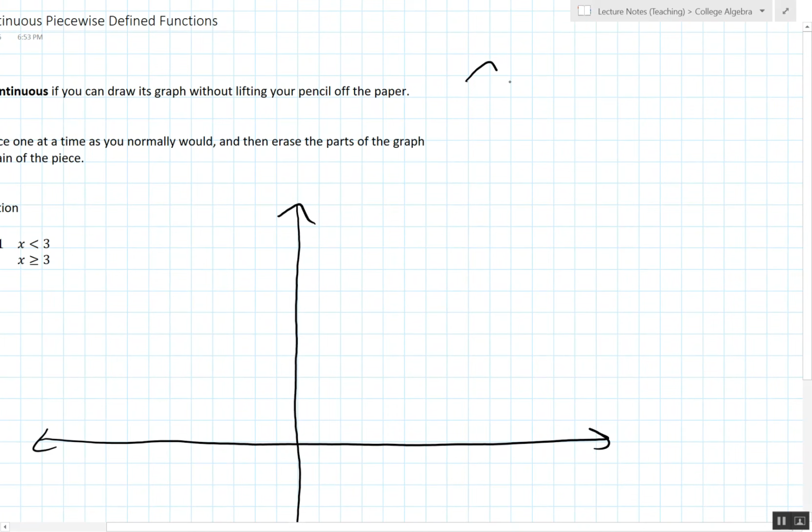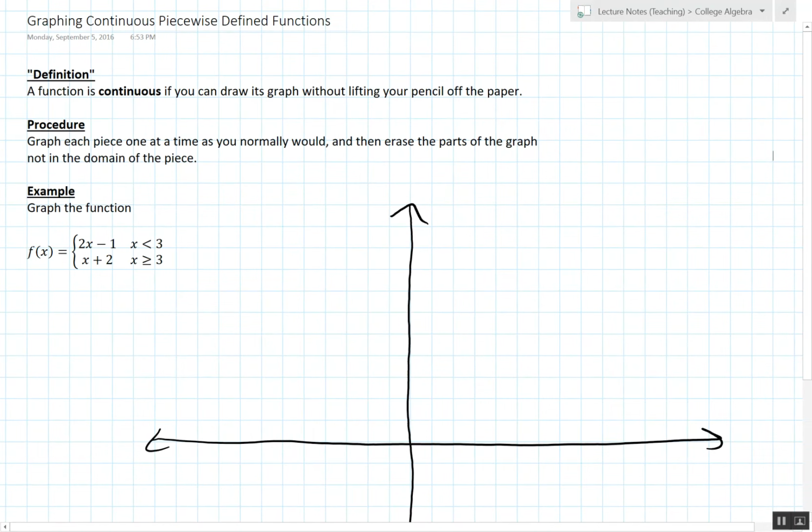So graphs like this, for example, are continuous. But if you have to make some sort of break like this, something like this, for example, where you have a vertical asymptote, that's a break. That is not a continuous function because I had to break up the function. So these functions are not going to have breaks in them.